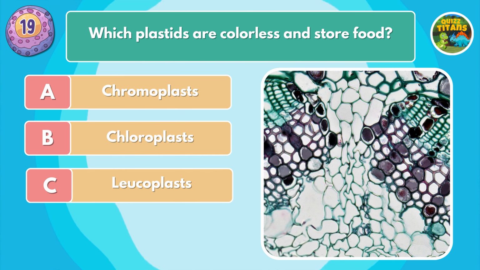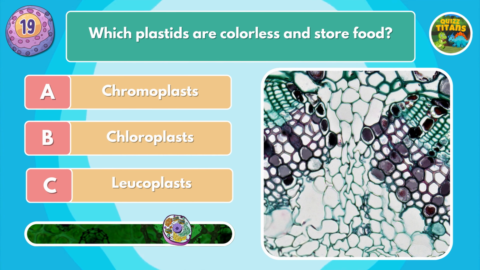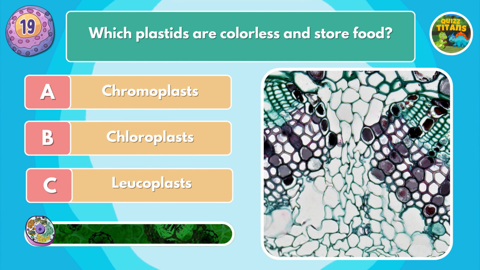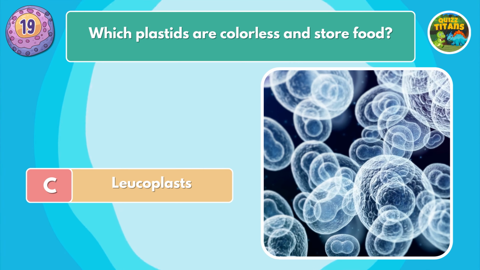Not all plastids are flashy. Some prefer to stay colorless but super useful. Can you name them? It's leucoplasts. They don't show off with colors. Instead, they stockpile starch and proteins.